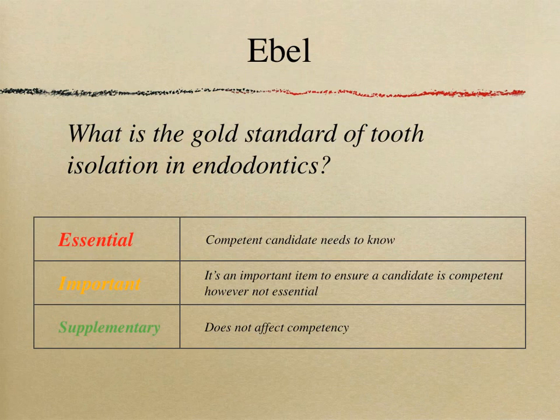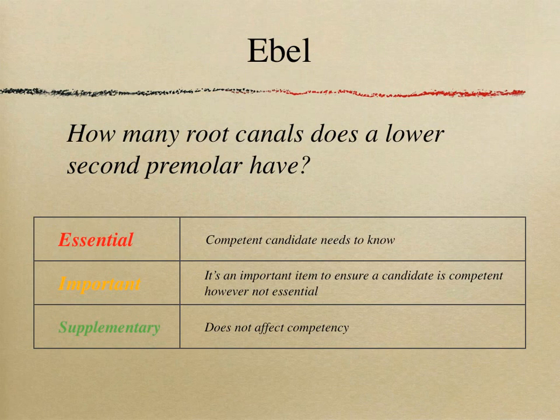So does a competent dentist, as a safe beginner, need to know this? Is it important or is it supplementary? You're probably between essential and important, and this is why you really need a panel of judges. I myself, as a single judge, would just say this is an essential item. A borderline candidate, a safe beginner, needs to know what the gold standard for tooth isolation in endodontics is. But you might argue that, and if you've got a panel of judges, then we can discuss this and come to a conclusion.